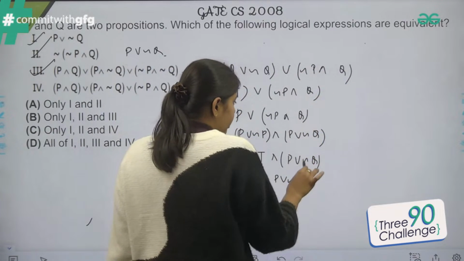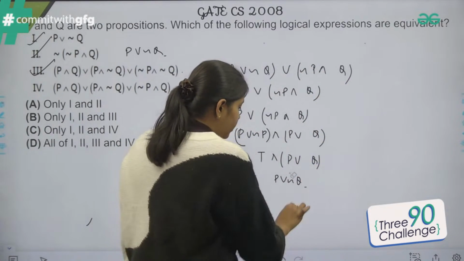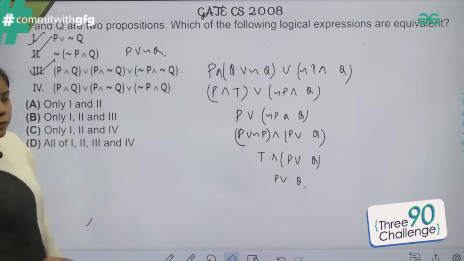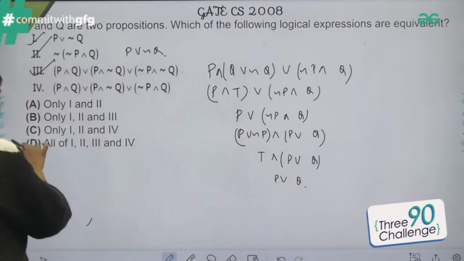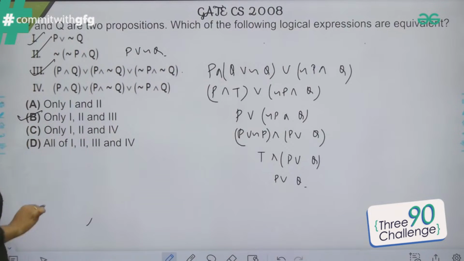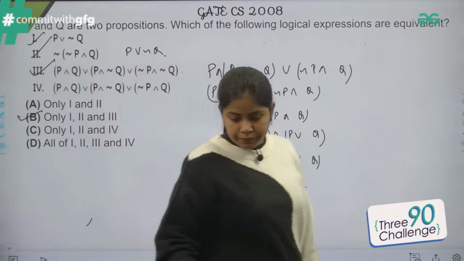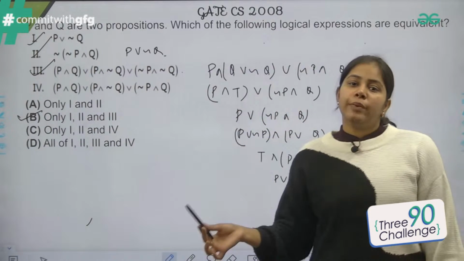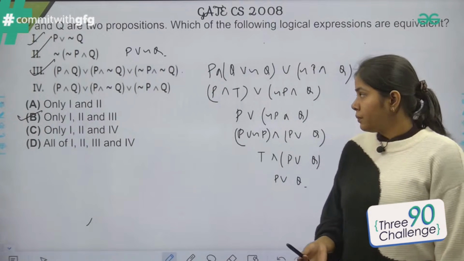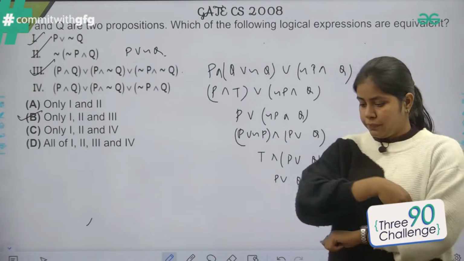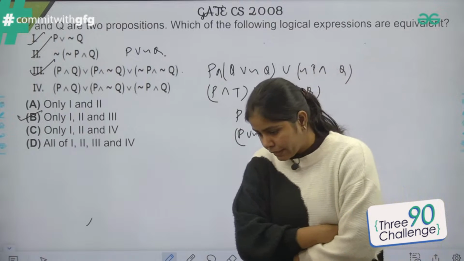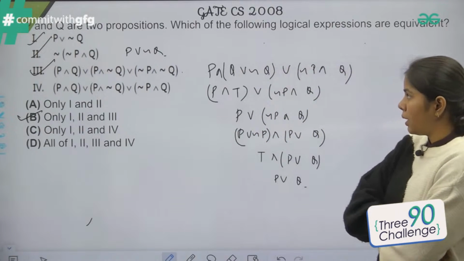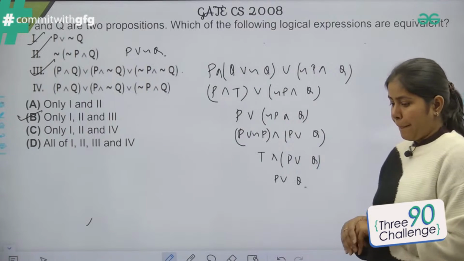Why should I remove the negation, and this one, and this one? So what we are left with is P or Q, which is not equivalent to the first, second, and third. So can I say that only the first, second, and third are equivalent? So option B is correct, guys. 1, 2, 3 are equivalent.